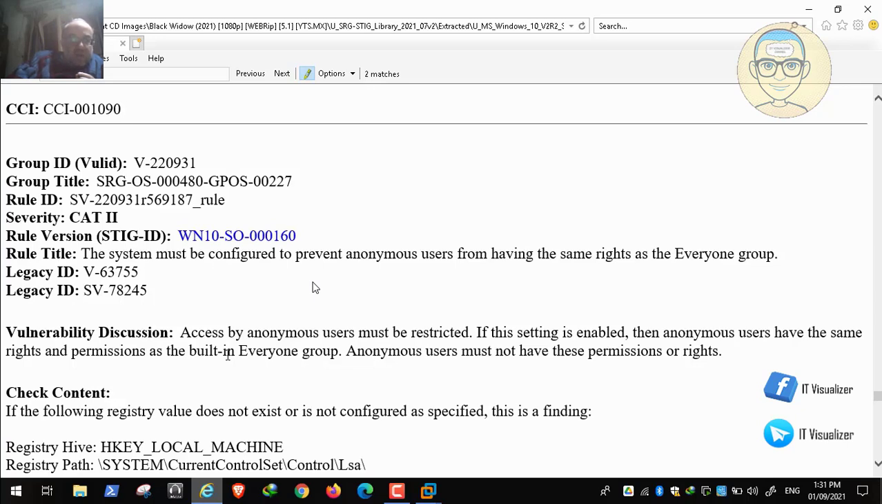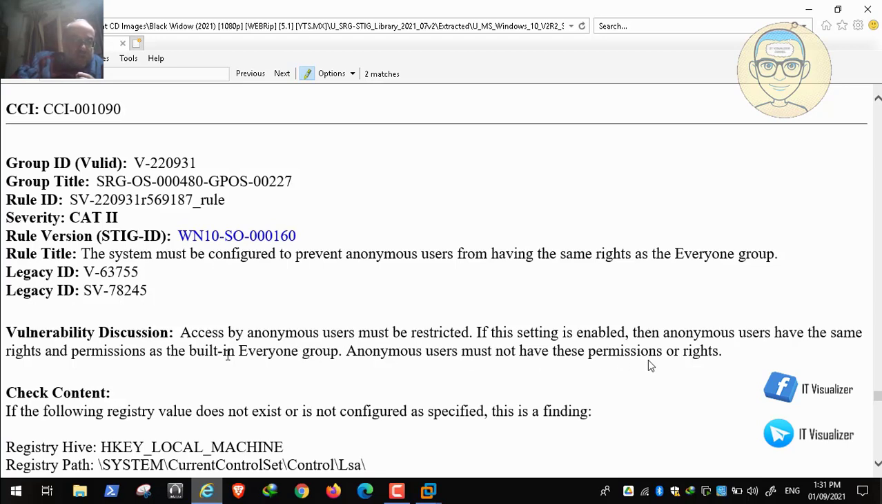For example, you can give the everyone group access to some folders on your network, or access to certain services or certain applications, as long as they are within the same network, the same domain or the same workgroup. But anonymous users should not be given any rights. Okay, so he's saying that access by anonymous users must be restricted. If the setting is enabled, the anonymous users have the same rights and permissions as the built-in everyone group. Anonymous users must not have these permissions or rights.